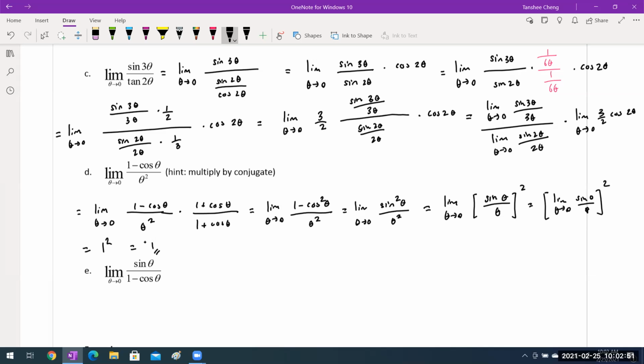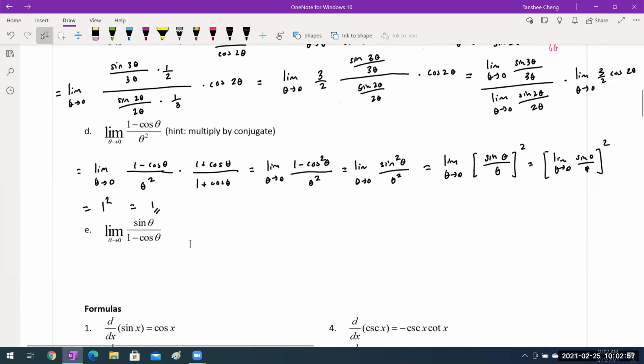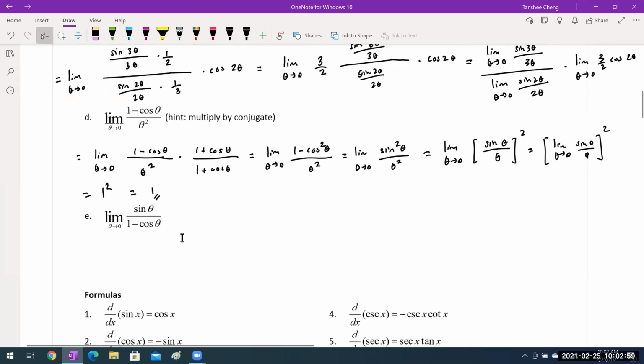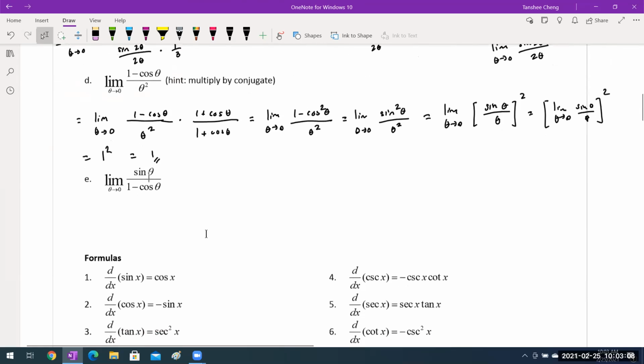So you can try it out on example E. But example E is a little bit tougher, I can tell you right now. You're probably going to have to multiply by the conjugate twice. Try that.